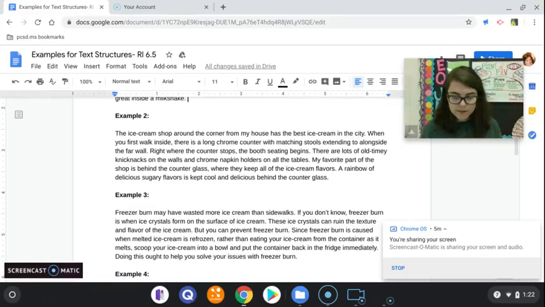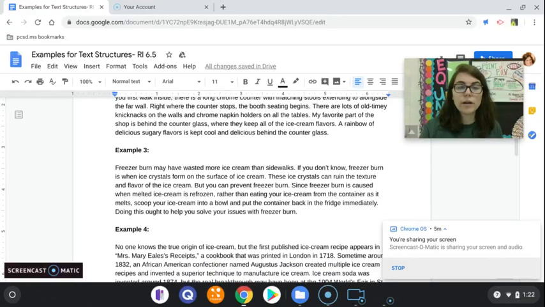So boys and girls, if we look at that, we see that it's describing something, because it tells us that when you first walk in, you're going to see this, and then you'll see something along the wall, and then once the counter stops, the seating begins, and then you're going to find some old-timey knickknacks that are really cool to look at, and then you're going to see some glass with all the ice cream flavors. So it's telling you what you're going to see when you go to the ice cream shop. So it's describing the ice cream shop.